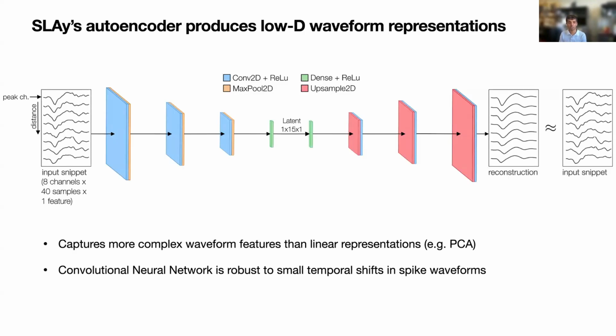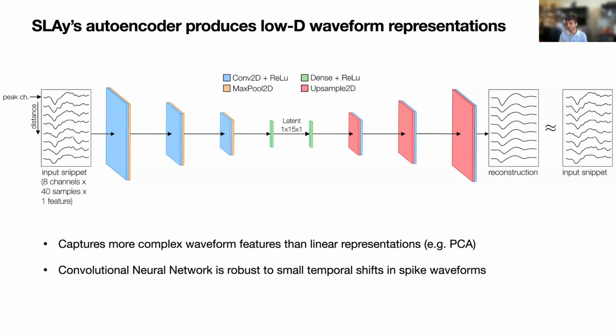So for the waveform similarity, we train an autoencoder network to essentially compress the spikes into a low dimensional waveform representation. So on the left here, we're putting in a spike that was extracted from the recording, and we sort this so that the peak channel is at the top, and the rest of the channels are sorted by distance from the peak channel. And essentially, we train the autoencoder to reconstruct the input spike while having a bottleneck in the network so that it has to represent the spike in a small vector of 15 numbers.